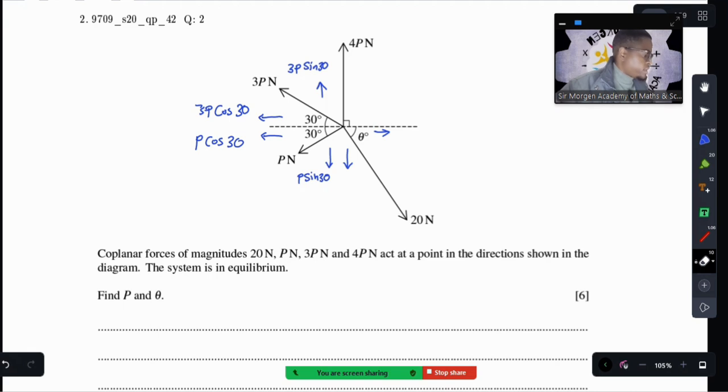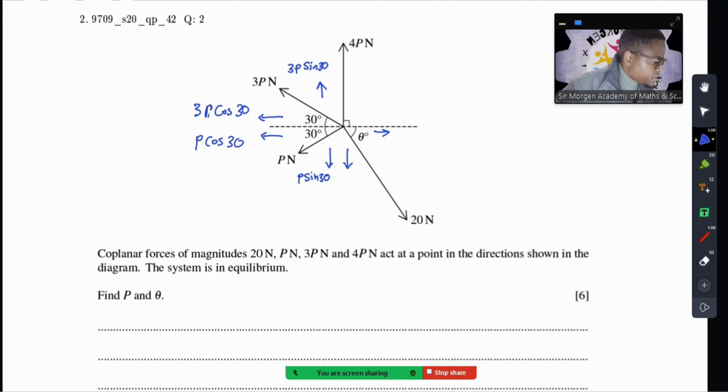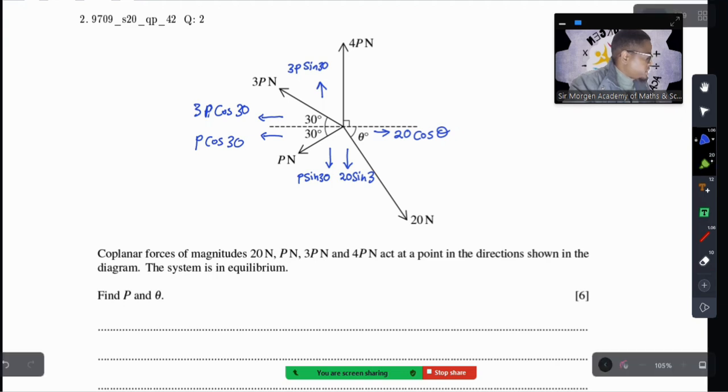Right, that one is not clear. Let me just work on this part. Right, this is 3p cos 30, all right. And then for the 20 newton force, what it means is that horizontally we have 20 cos theta. Then vertically we have 20 sine theta.